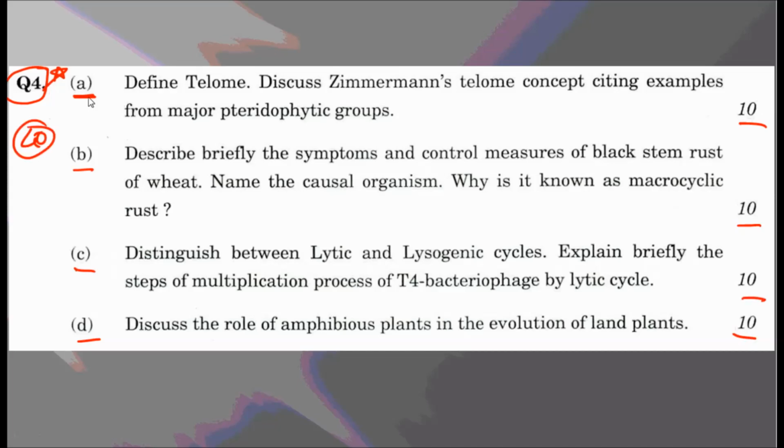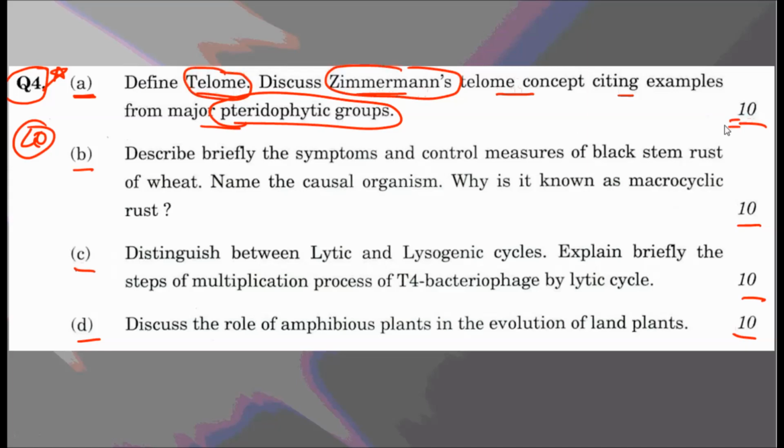So the first sub question is: define telome. Discuss Zimmermann's telome concept, citing examples from major pteridophytic groups. Now you have to define the telome, then the telome concept given by Zimmermann, and then you have to cite the examples of these pteridophytic groups. For that, you will get 10 marks.